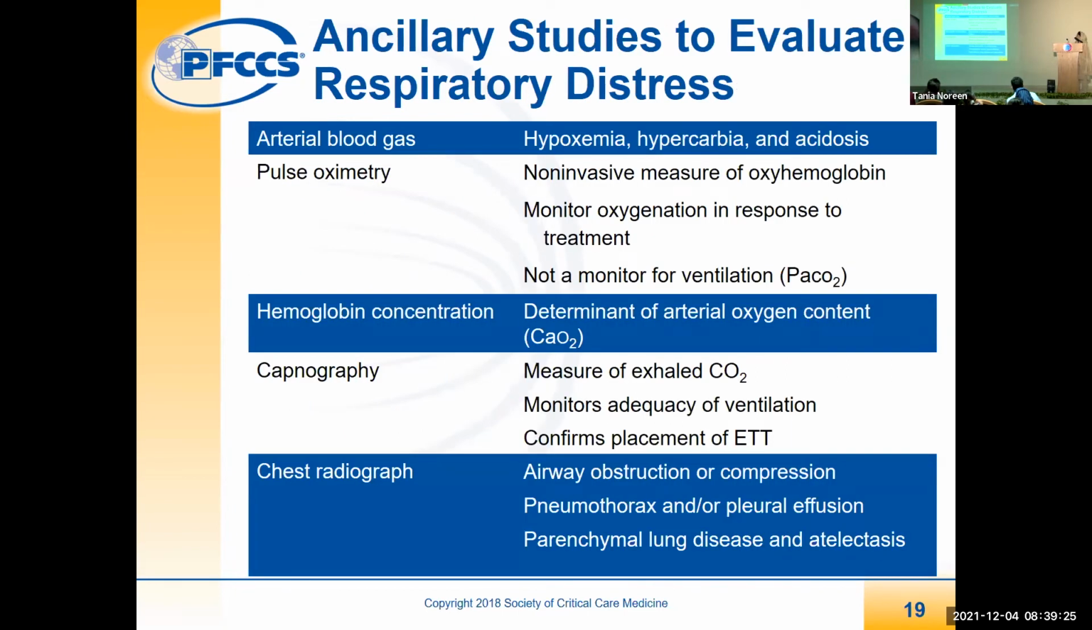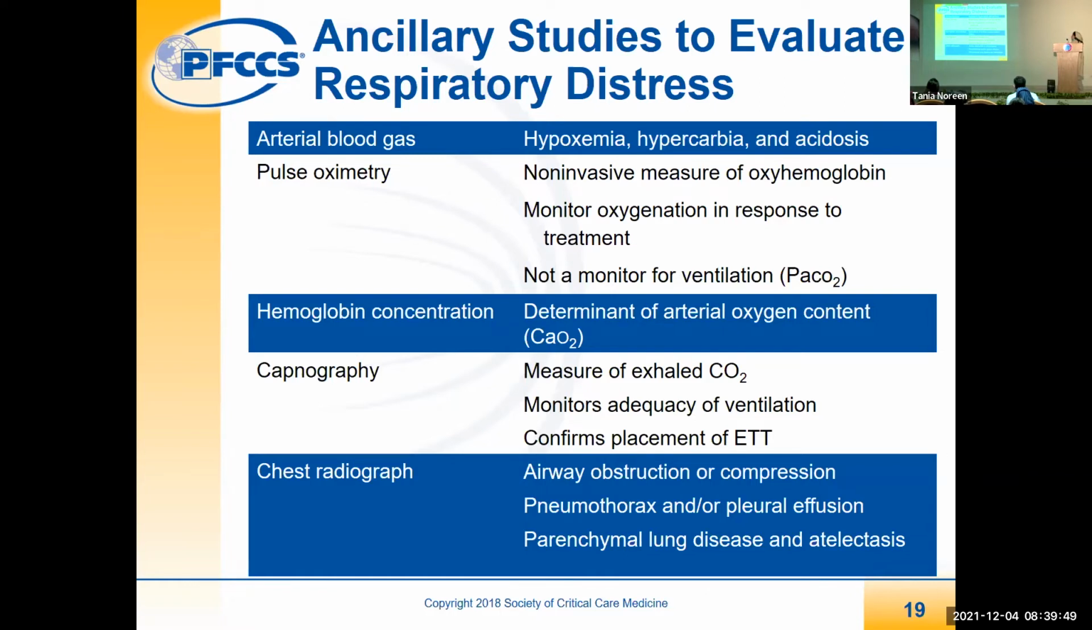So what are the ancillary tests we can use to evaluate the respiratory distress? So these are certain tests which we can use. ABGs में आप क्या-क्या देख सकते हैं? You can check for the oxygenation and the ventilation status of the children. So you can check for the hypoxemia, you can check for hypercarbia, and you can also check for the acidosis of this patient. Pulse oximetry, it is a non-invasive measure of the oxyhemoglobin.